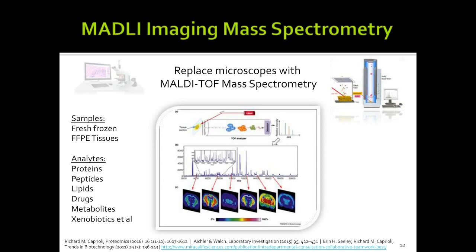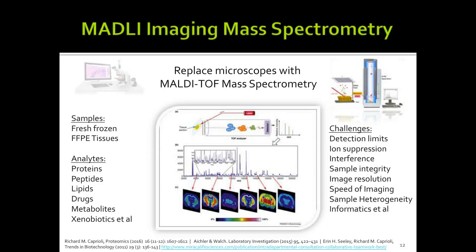Just to summarize at a very high level, one is the detection limit. How low can we go with molecular weight, or what's the area on the tissue? Also ion suppression. When we deal with whole tissues, there comes ion suppression and other interference. Another is sample integrity. For instance, fresh frozen versus FFPE tissues come with different levels of sample integrity. How do we handle those issues?